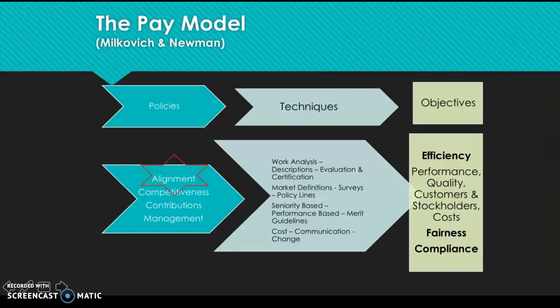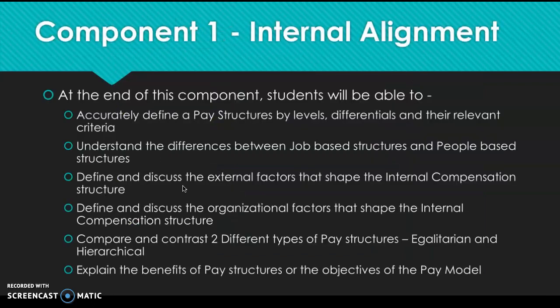As you saw, these are the four areas we're going to cover. We're going to look at some of these techniques, and these are our objectives. This is all the areas we need to cover when looking at how to manage compensation. The first one is alignment and the importance of that. By the end of this, we should be able to define a pay structure by understanding what levels, differentials, and the different criteria for that are. Understand the differences between a job-based structure and a people-based structure.